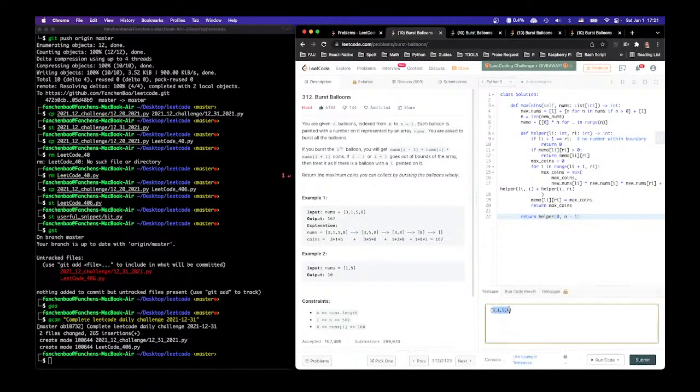What's 2, 5? Remove 2, get a 10. Remove 5, it would be 15. It does return 15. Hold on, wait, what? Is it 15? This is not right.